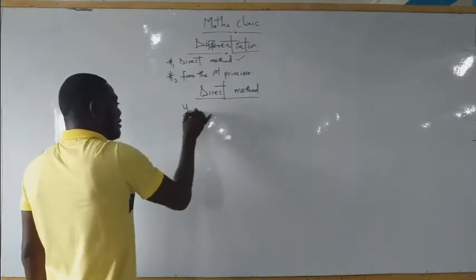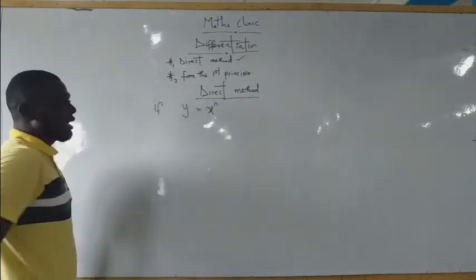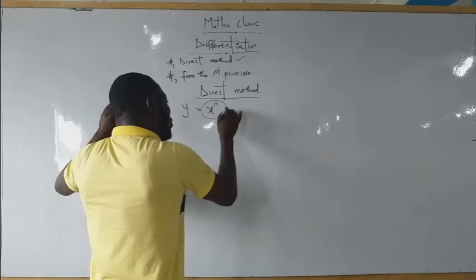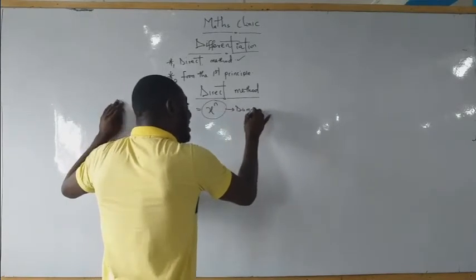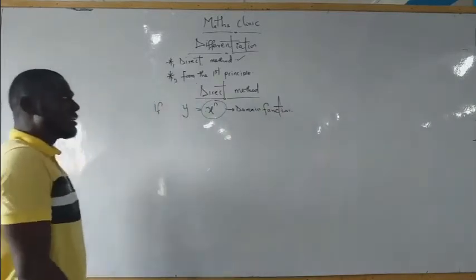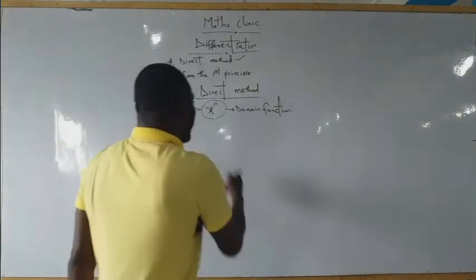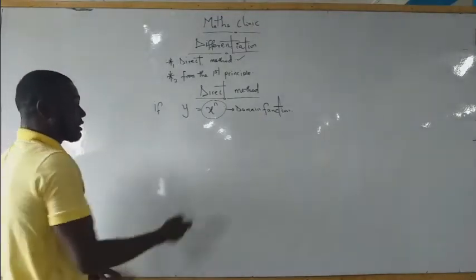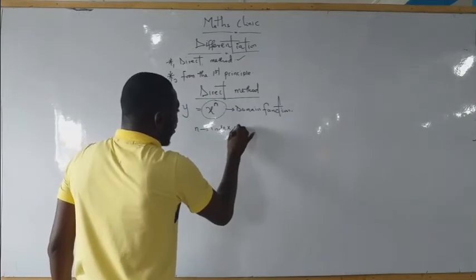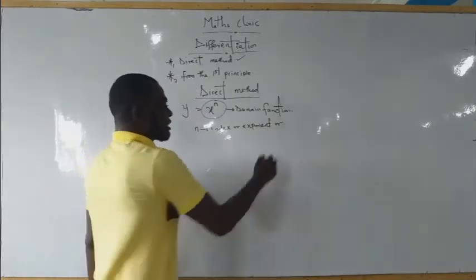Normally we have y equals x raised to power n. If y equals x raised to power n, x raised to power n is what we call the domain function. Of course, we know that n is the power, in index form. N is the index, or exponent, which is generally known as power.